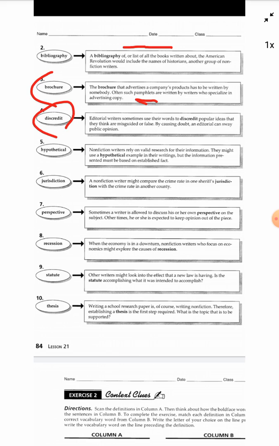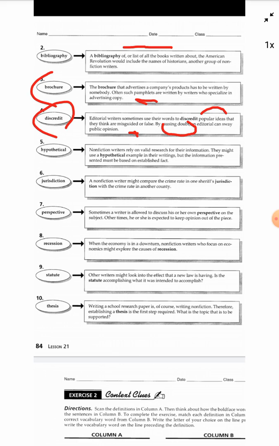Discredit. Editorial writers sometimes use their words to discredit popular ideas. So there are popular ideas. These editorial writers are trying to discredit those ideas. Why? Because they think they are misguided or false. How do they do it? Causing doubt. To discredit these ideas is the same as causing doubt. So according to the sentence, the clue we have here, discredit can mean causing doubt.